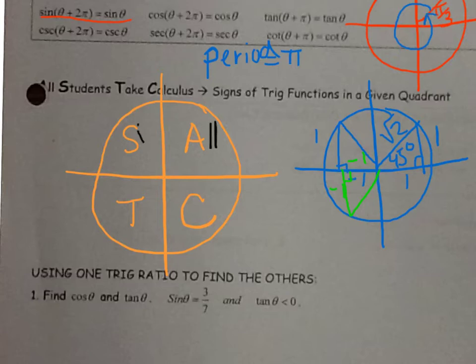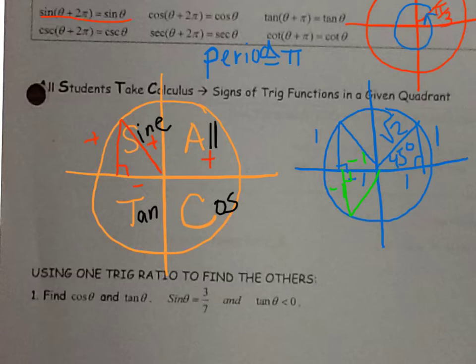S stands for sine, tangent, and cosine. All right, what that means is all trig functions, all six of them, are positive in the first quadrant. Sine, cosine, tangent, cosecant, cotangent, everything, they're all positive. In the second quadrant, so if I drew a triangle over this sine, you'd notice you have a positive y value, a negative x value, and always a positive radius. So sine would be positive there, but the other ones would be negative.